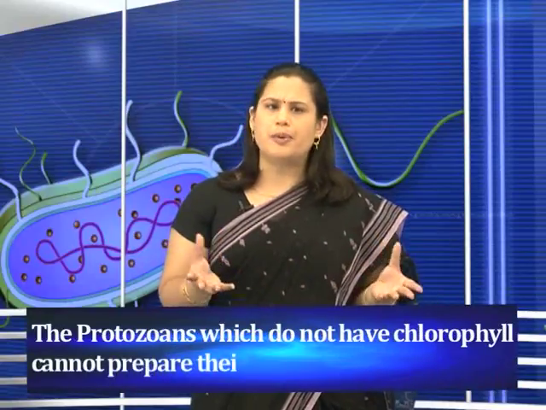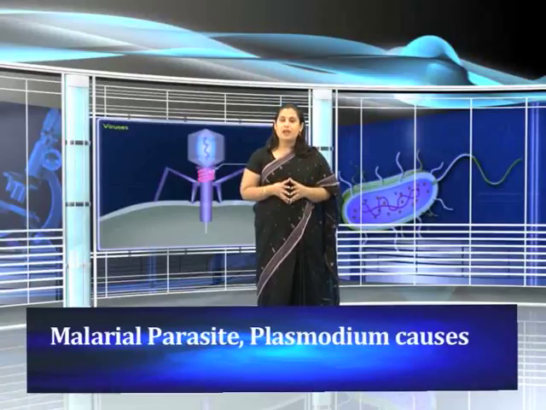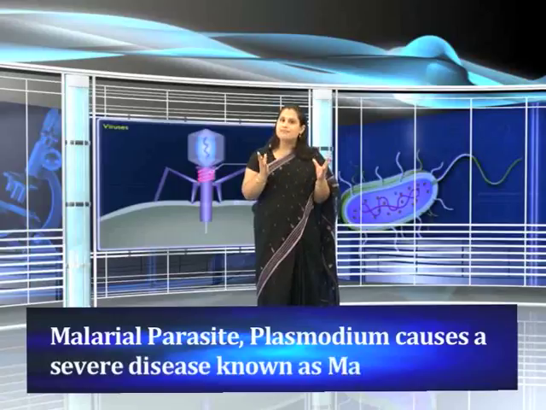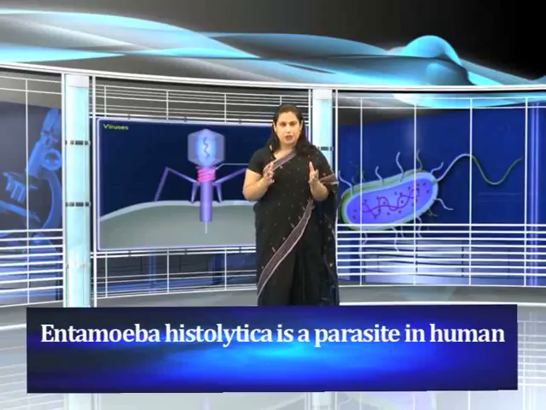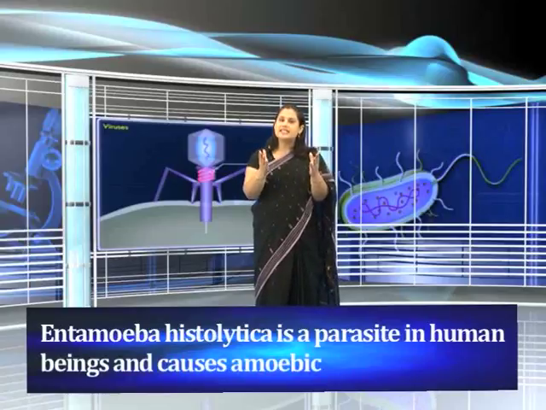The protozoans which do not have chlorophyll cannot prepare their own food. Almost all the protozoans depend upon decaying dead organic matter of animals and plants. For example, amoeba, paramecium. Some protozoans lead parasite lives. For example, malarial parasite, Plasmodium, causes a severe disease known as malaria. Entamoeba histolytica is a parasite in human beings and causes amoebic dysentery.